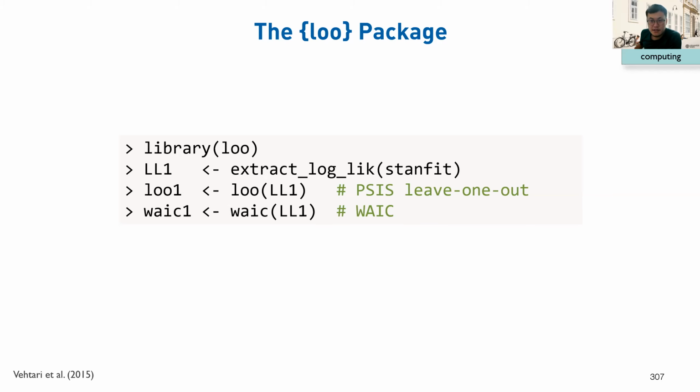Good. Questions? There's something in the chat. Wouldn't it be easy to write a function to directly calculate WASC from the model object? Yes, I guess. I don't know.